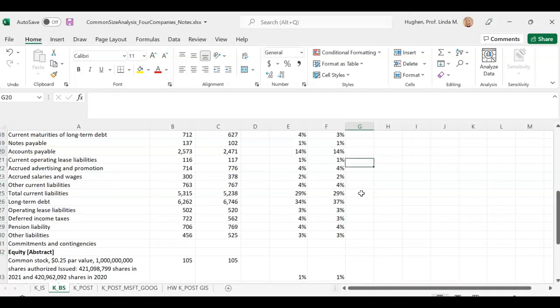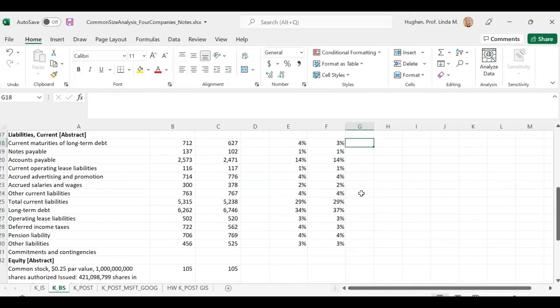Let's go down to the liabilities section. And again, we see a lot of consistency here, just a very small increase in the current portion of long-term debt that's going to be due within the next year. Very slight increase. Accounts payable make up 14% of the company's total financing mix. Current liabilities, 29%, consistent year over year. Long-term debt decreased, which might be a good thing if we're concerned about interest expense.